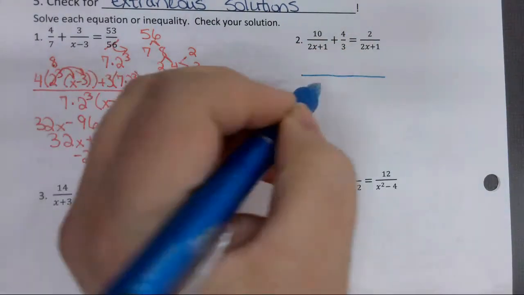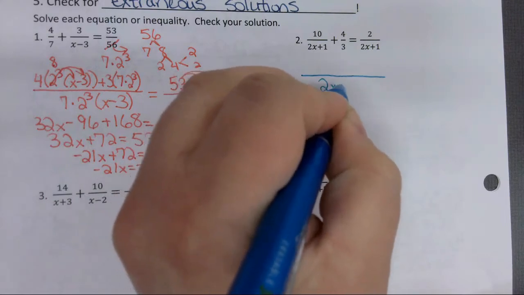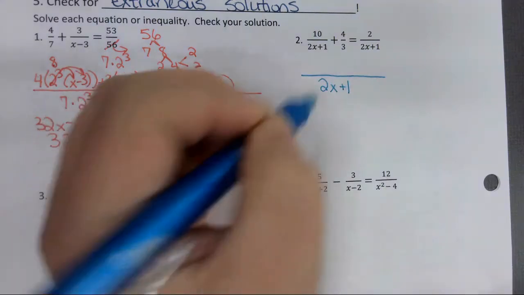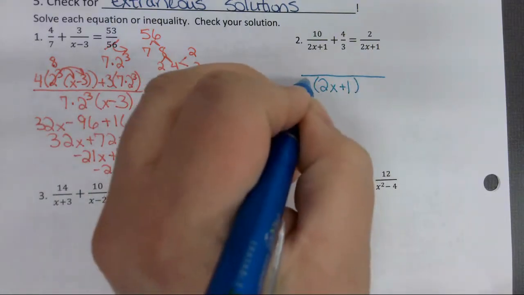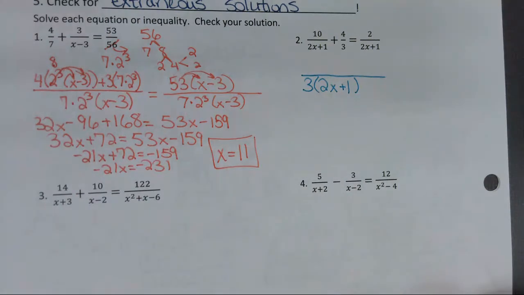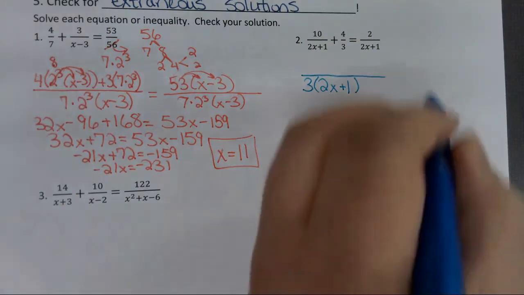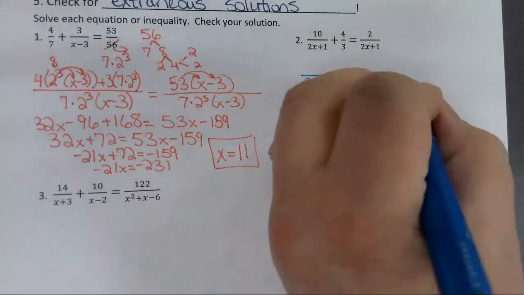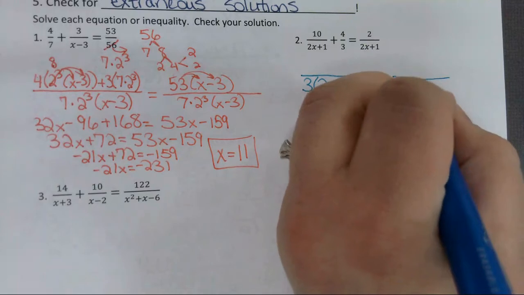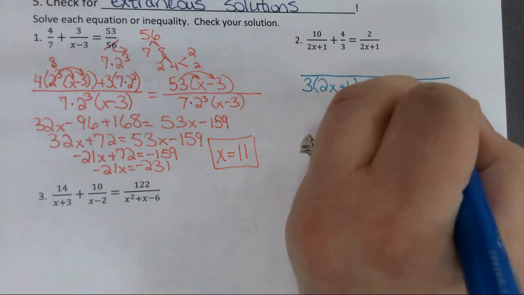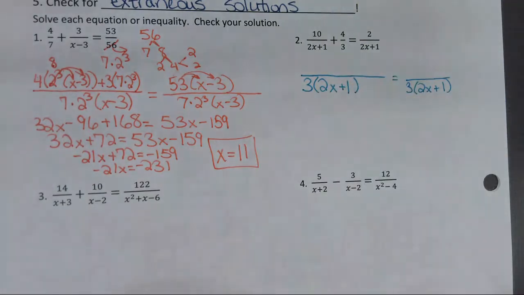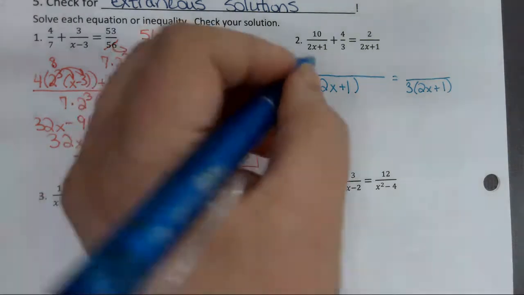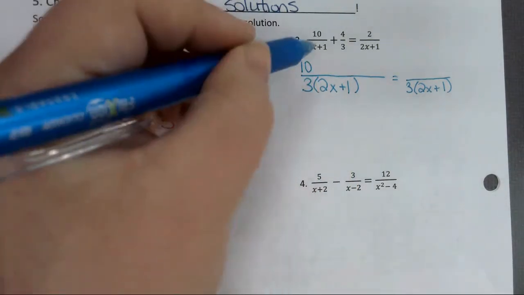2x plus 1, the most amount of times it appears in any denominator, just 1. And 3 appears just once in the middle denominator. So on both sides of the equation, I'm going to have 3 and 2x plus 1 as my denominator. Now for the numerator.